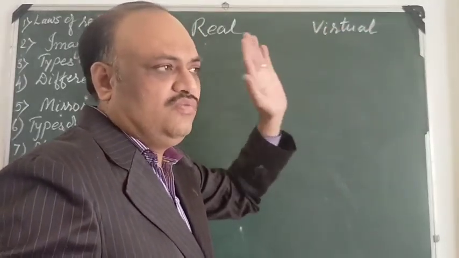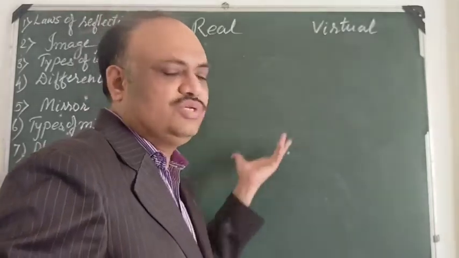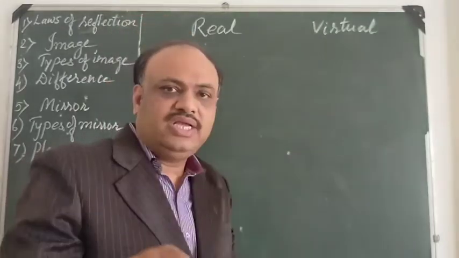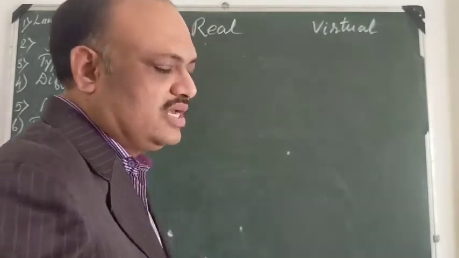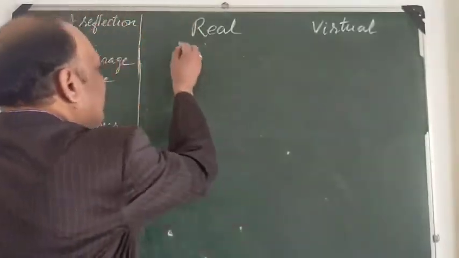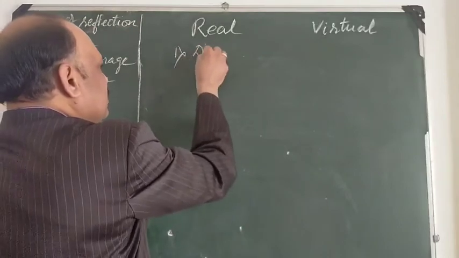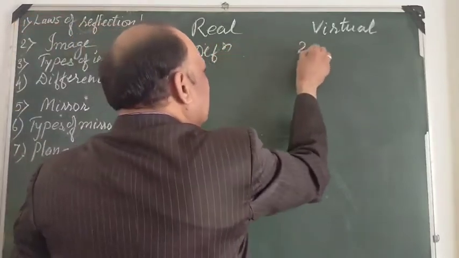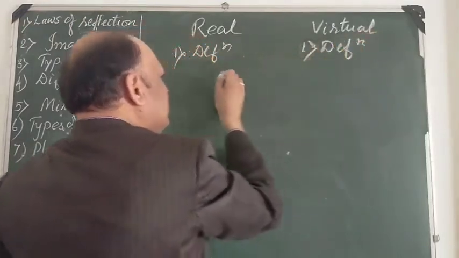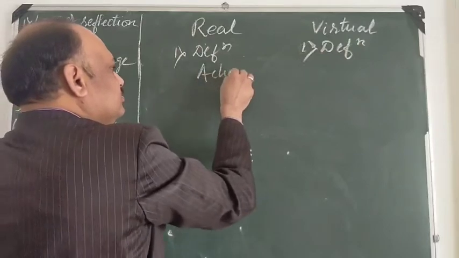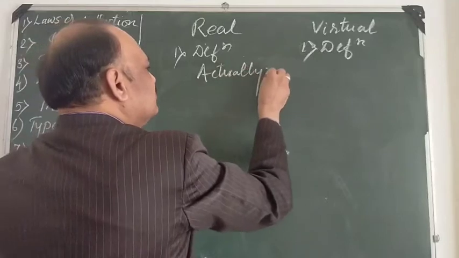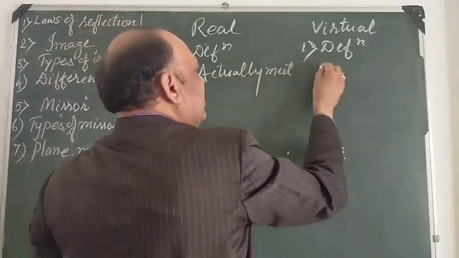At that time it will be very clear: this is how the real image is formed and this is how the virtual image is formed. That will be clear when we start drawing the ray diagrams, whether they are the diagrams of mirrors or lenses. So the first point of difference is the definition of real and virtual image. So here they actually meet, and here they appear to meet.